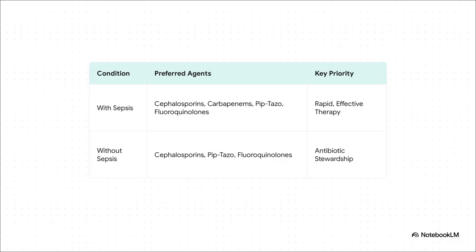The rationale here is all about risk. In a patient with sepsis, the number one priority is immediate, effective, life-saving coverage. That's why we're justified in using our broad-spectrum agents like carbapenems. But in a non-septic patient, the mortality risk is way lower. So here, the priority pivots to antibiotic stewardship. We want to reserve those broader agents, which means we should avoid carbapenems as a first-line choice.